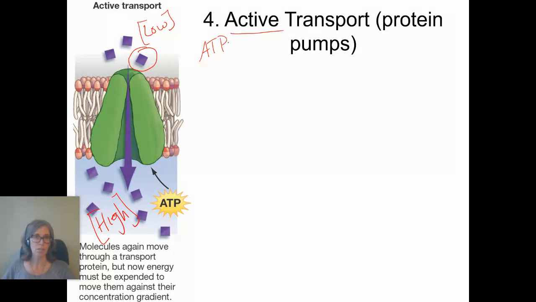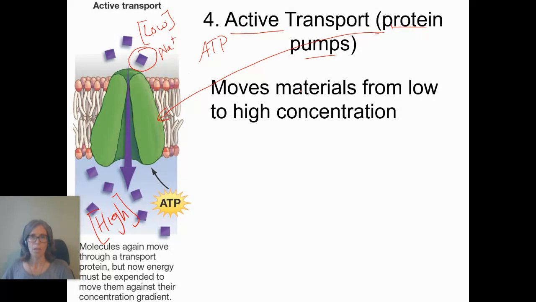Usually you require ATP for that. You always require some energy source. It's usually ATP. And you call that a protein pump. So the protein pump refers to the fact that this molecule here is made out of a protein. It doesn't mean you're moving a protein. You might be moving a sodium ion or sugar or whatever, but it's a protein pump. So it moves materials from a low concentration to a high concentration, which means against a concentration gradient.